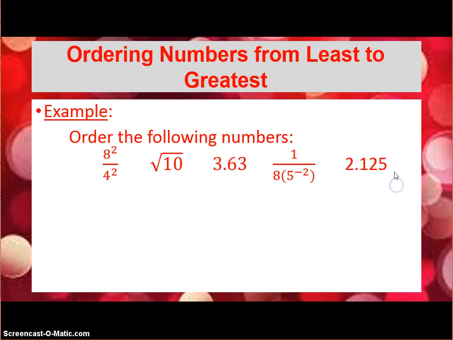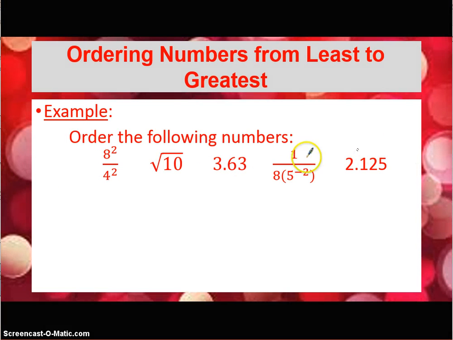Let's look at an example. In this example, we are going to order 5 numbers: 8 squared divided by 4 squared, the square root of 10, 3.63, which we like because it's already in a decimal, 1 divided by 8 times 5 to the negative 2, and 2.125. So our first step is going to be to convert the 3 here, here, and here, which are not already in decimals, to decimals.